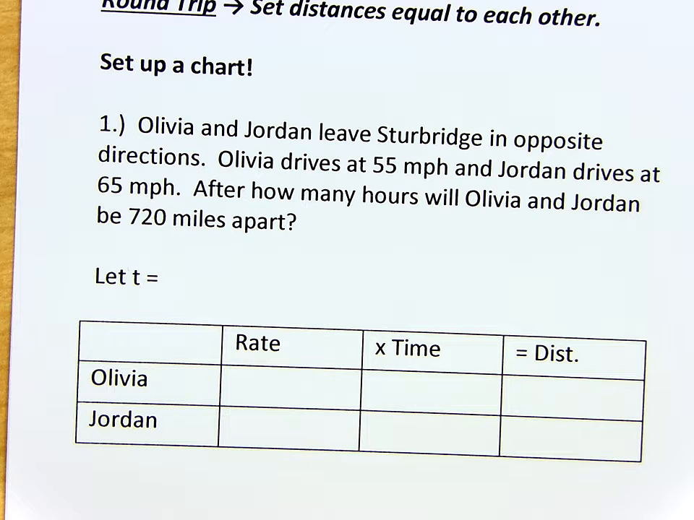They're traveling in opposite directions, but one person's going faster than the other. At some point, they will be 720 miles apart, won't they? Yeah, eventually, if they keep going, at some point they will be 720 miles apart from each other. I want to figure out how long it's going to take for that to happen.